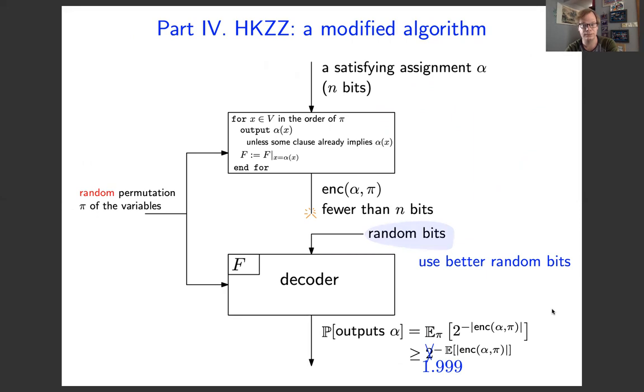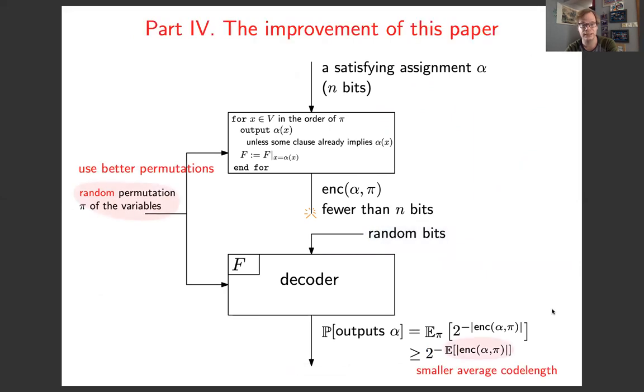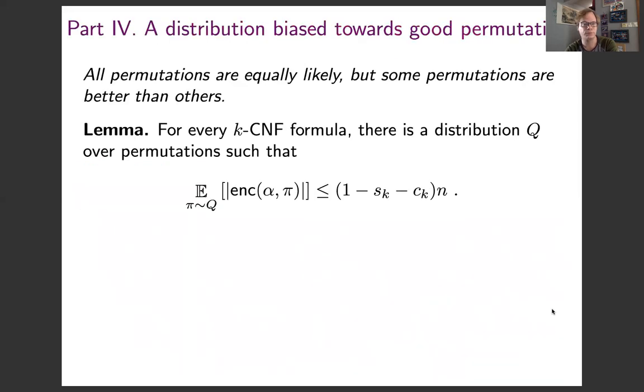This improvement that I'm showing you is different. I show you how you can stick in better random permutations, and you obtain a smaller average code length. So we have to prove the following lemma, inspired by the sentence that I showed you before. All permutations are equally likely, but some permutations are better. So actually, we can define a distribution Q under which the code length is smaller.